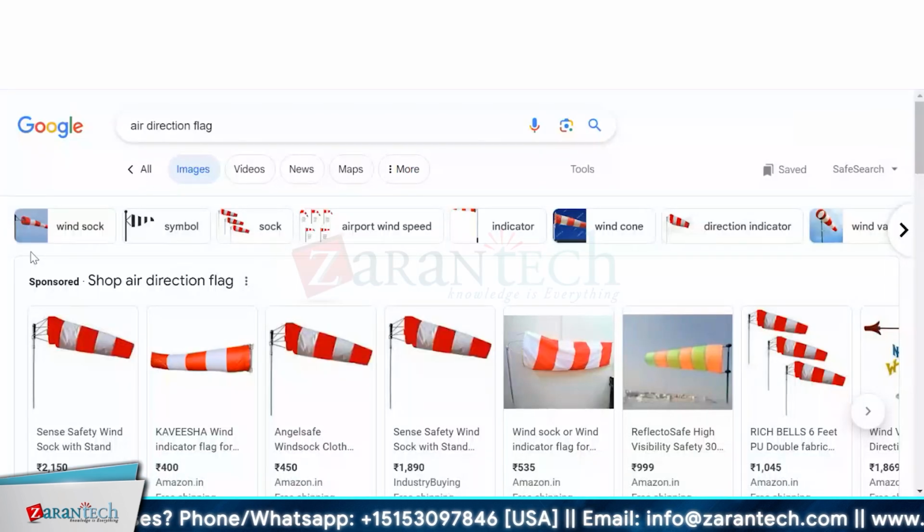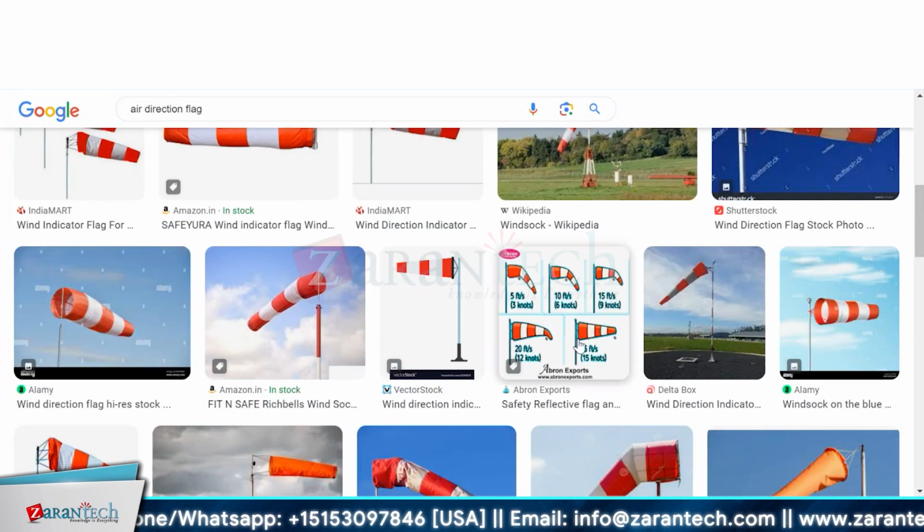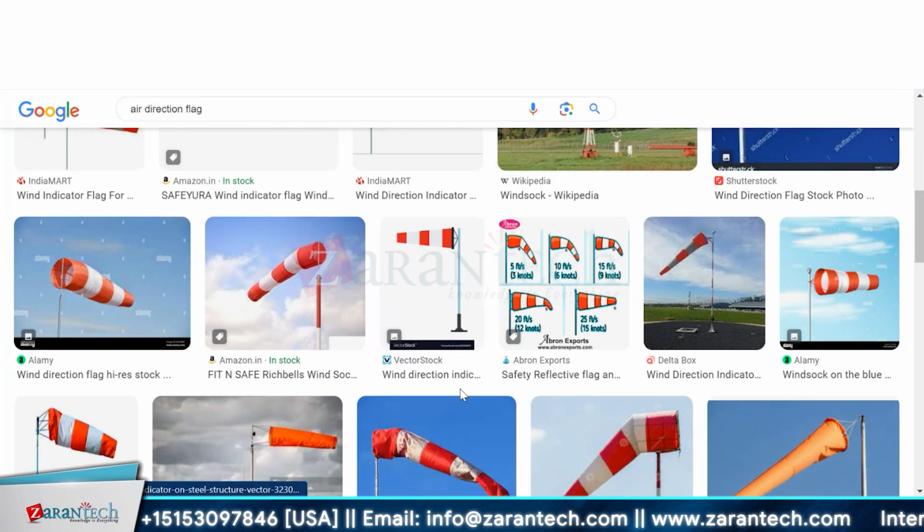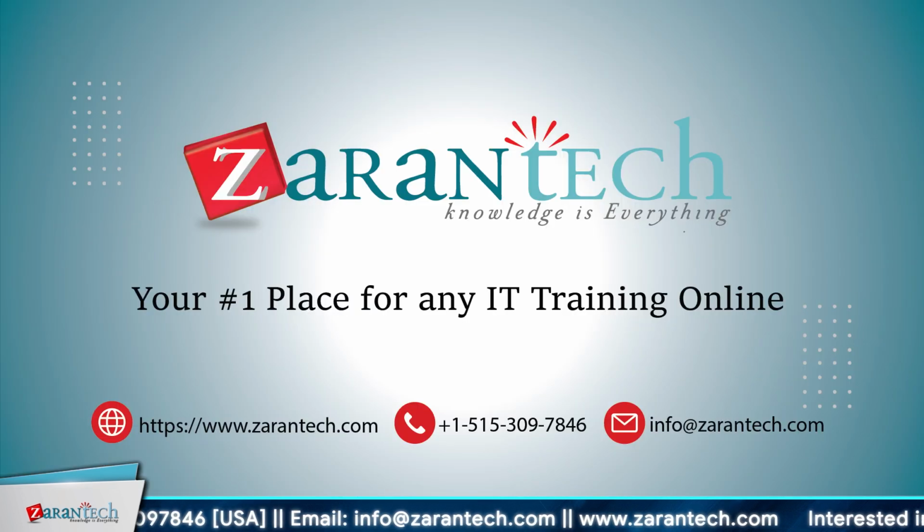Have you seen this windsock? This kind of a thing. Hope my screen is visible to everyone, right? Yes. Have you seen this actually anywhere? Yes. What is this? Any idea? Okay, I will explain to you. It shows the direction of air.